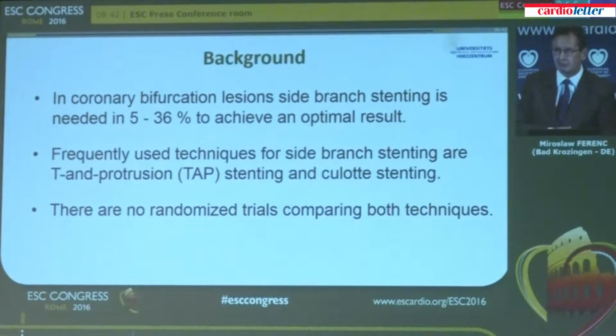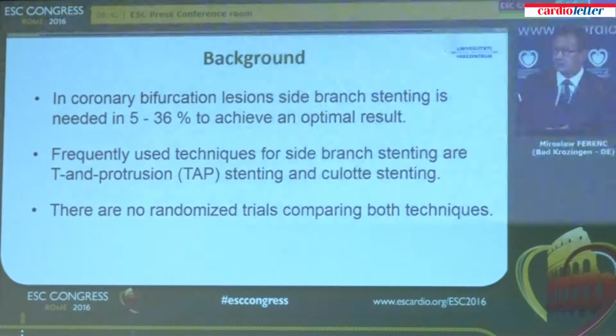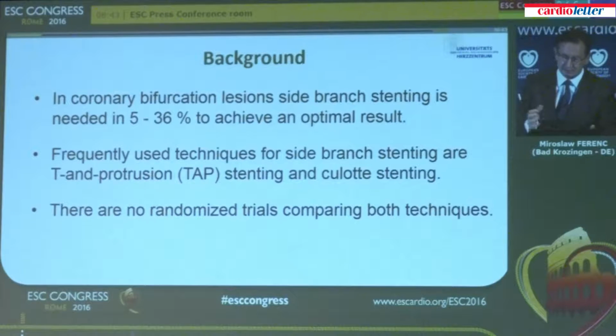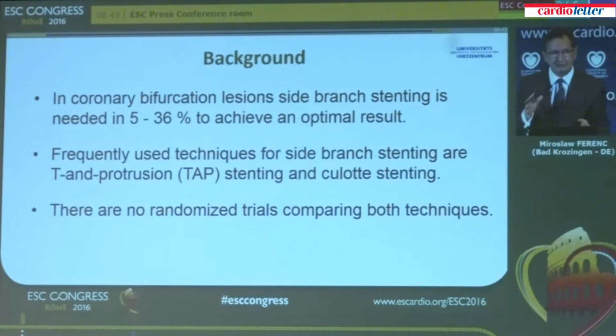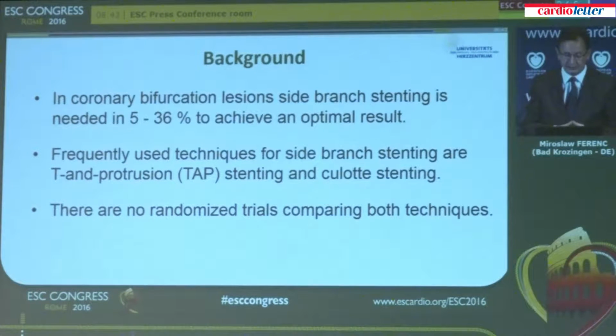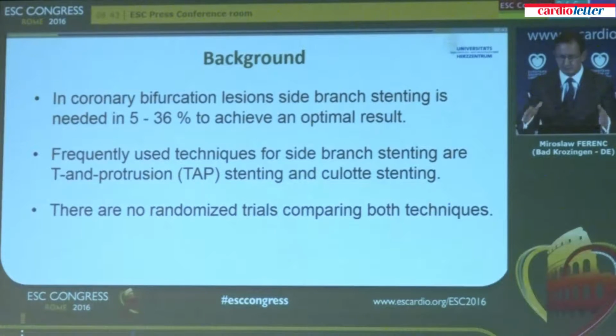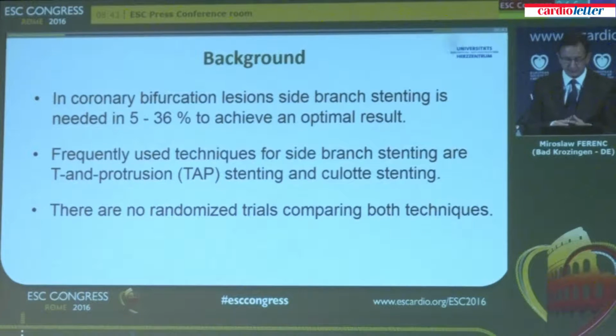So what was the background for our study? If we treat patients with coronary bifurcation lesions, there is still a need for side branch stenting in 5 to 36%, just to achieve an optimal result. At the moment, at least in Europe, we have two techniques which are frequently used: T and protrusion, so-called TAP stenting, and Culotte stenting. Two different approaches with the same message: we have to try to treat patients optimally according to the side branch stenosis. And there are no randomized trials comparing both techniques directly.